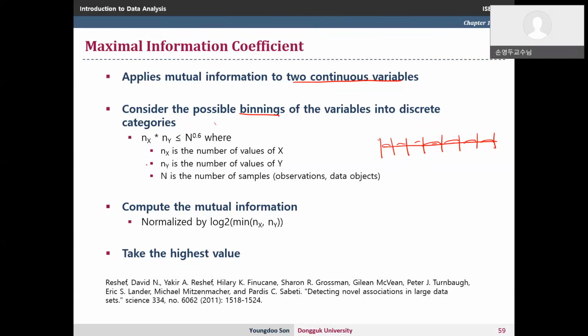So, for the maximal information coefficient proposed in this paper, the first condition is that the number of bins, nx multiplied by ny, is less than n to the 0.6. Here, nx is the number of values of x and ny is the number of values of y. These are the number of bins.